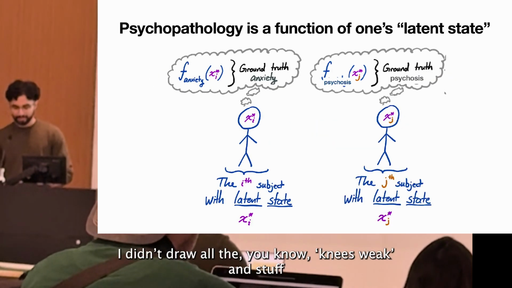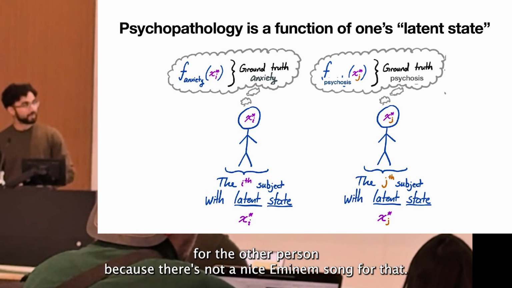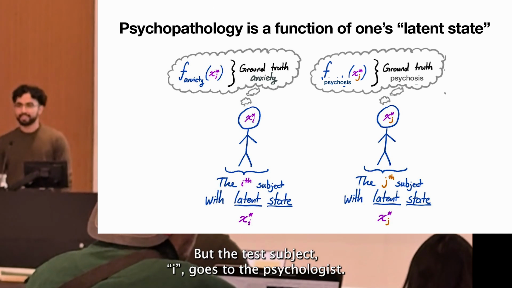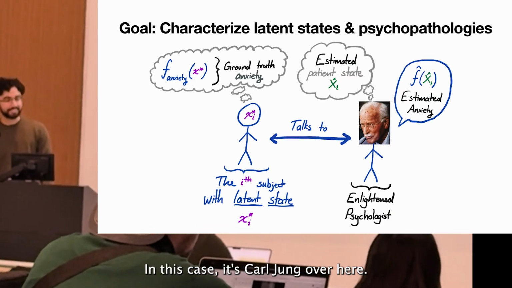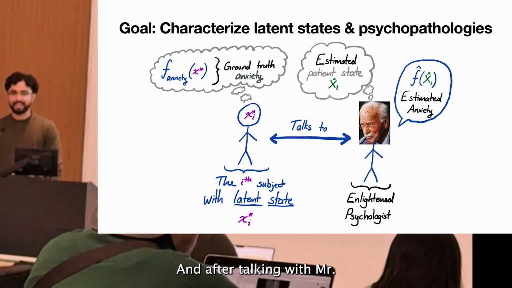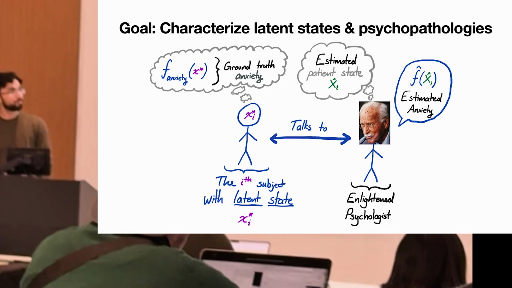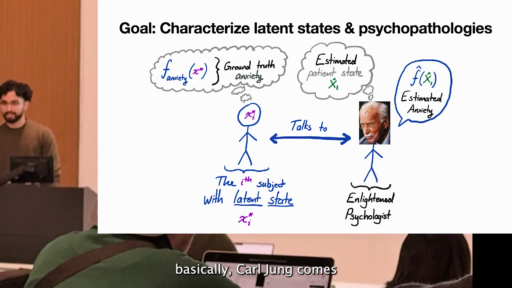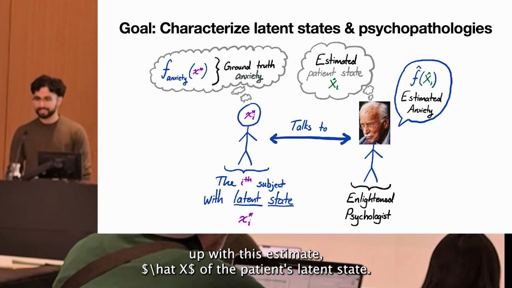I can draw all of the knees weak and stuff for the other person because there's not a nice Eminem song for that. But the test subject I goes to the psychologist. In this case, it's Carl Jung over here. And after talking with Dr. Jung, basically, Carl Jung comes up with this estimate, X hat, of the patient's latent state, right?